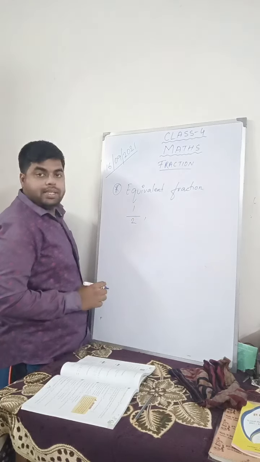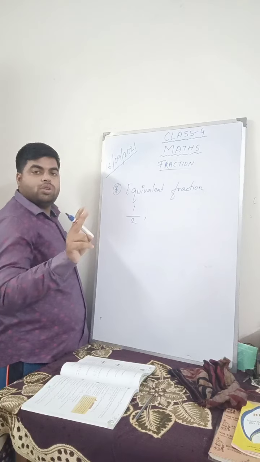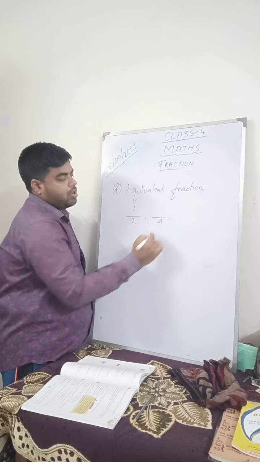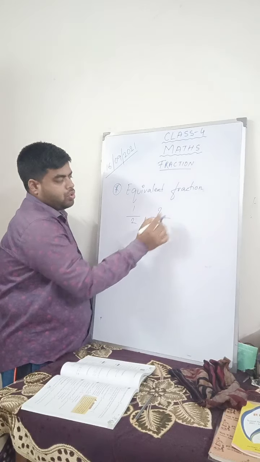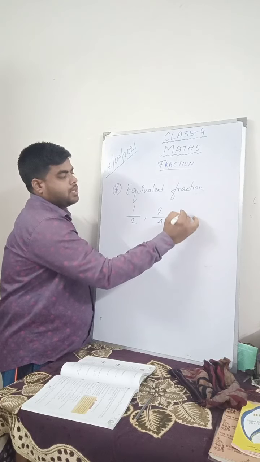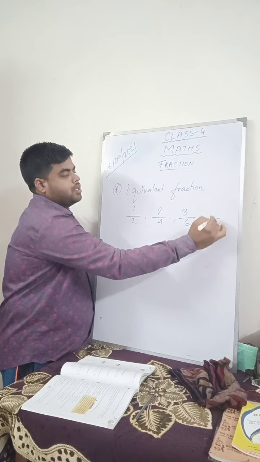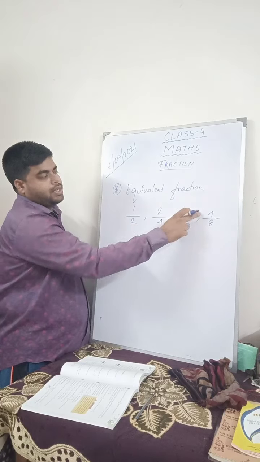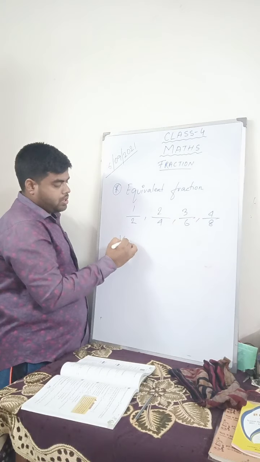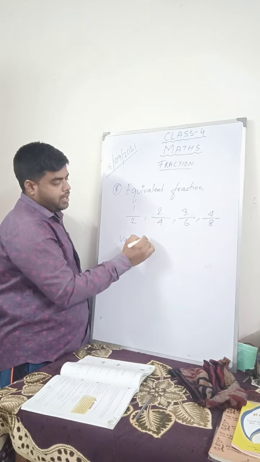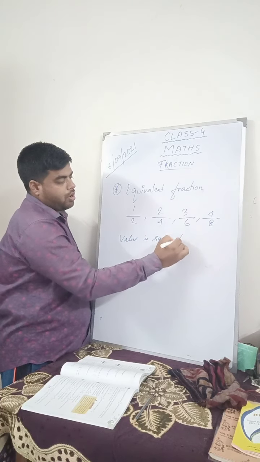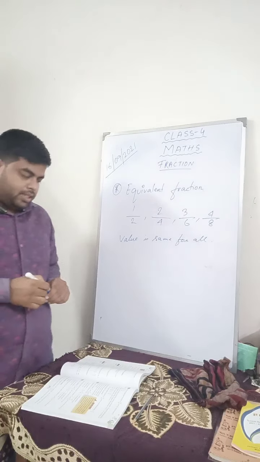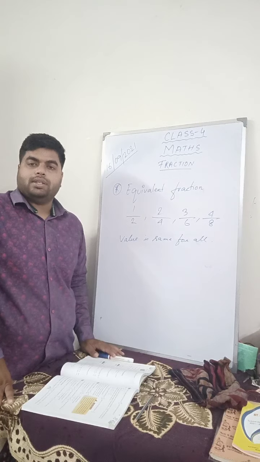Now, if I say out of 2 chocolates, you have eaten 1, that means half you have eaten. So, out of 4, what will be the half? 2. Out of 6, 3. Out of 8, 4. So the numbers look different, the digits look different, but the value is the same for all. So this is known as equivalent fraction.